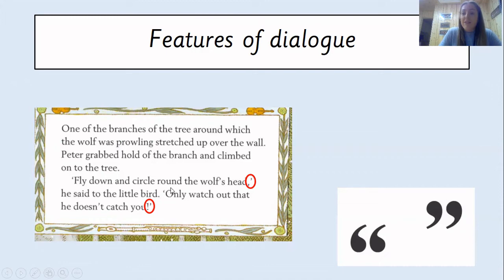Then, if the person carries on talking, you open the dialogue again, start with a capital letter, and you might end this time with an exclamation mark or a question mark. So the first time someone speaks, before the reporting clause, there's always a comma before the end of the dialogue. Other times, the dialogue might end with an exclamation or a question mark. It's very rare that it ends with a full stop because the full stop goes after the reporting clause.